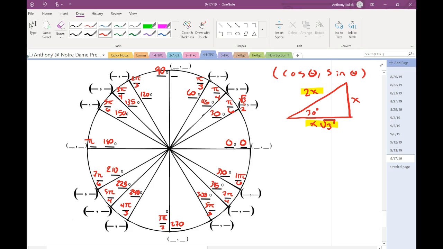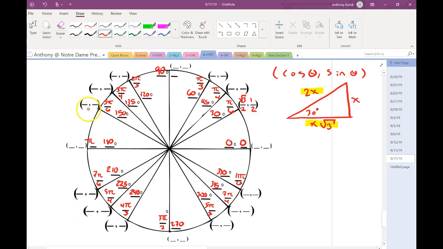If I want to do sine of 30 degrees, that's going to be opposite over hypotenuse, which is x over 2x, which simplifies down to 1 over 2. I'm now going to travel around the unit circle, and every place I have an angle that I make, when I draw my perpendicular back down to the x-axis and make a 30-degree angle, I can fill in the sine and cosine values, changing the signs appropriate to the quadrant that I'm in.